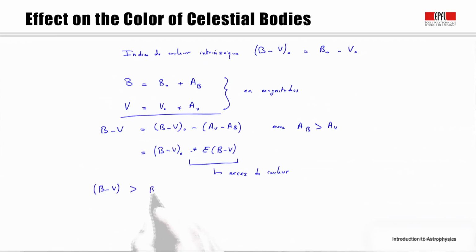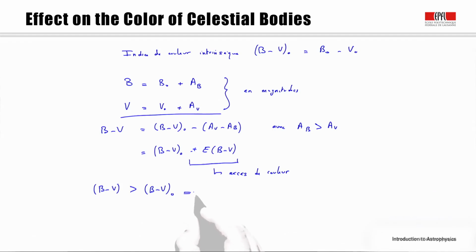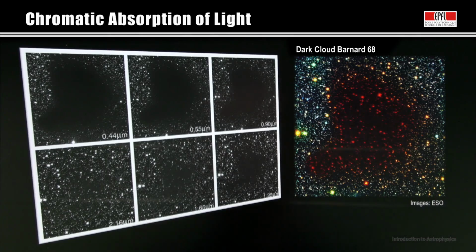B minus V is greater than (B minus V)0, because AB is greater than AV. It was shown that larger color indices correspond to red stars. Smaller color indices correspond to bluer stars, provided that the bluer filter is placed on the left side of the index. The observed index is greater than the intrinsic index, which implies that the observed source is reddened. Thanks to the color indices and to the color excess, it is possible to quantify the way in which the stellar objects are reddened by dust in the interstellar and intergalactic medium.